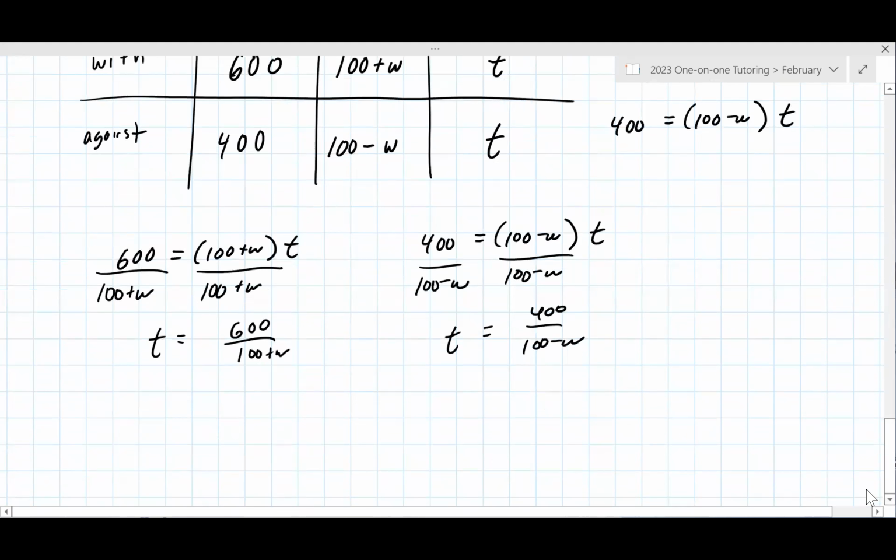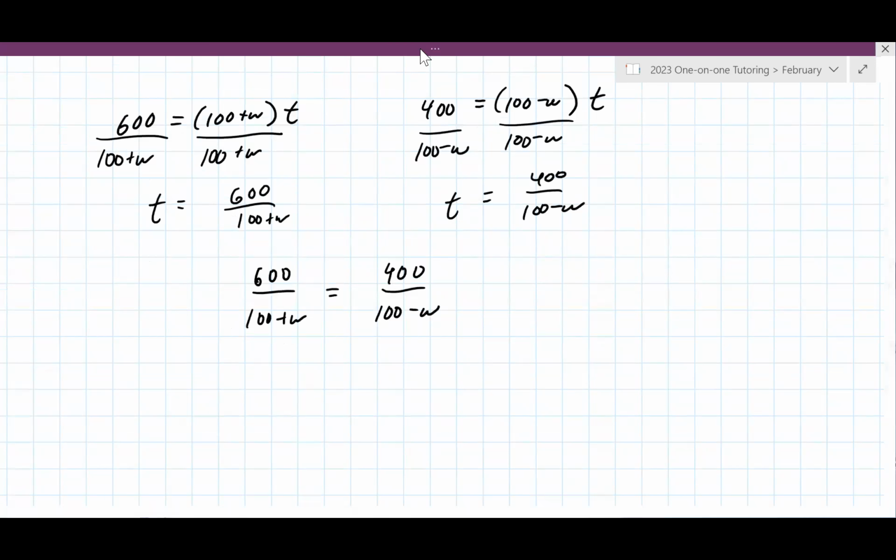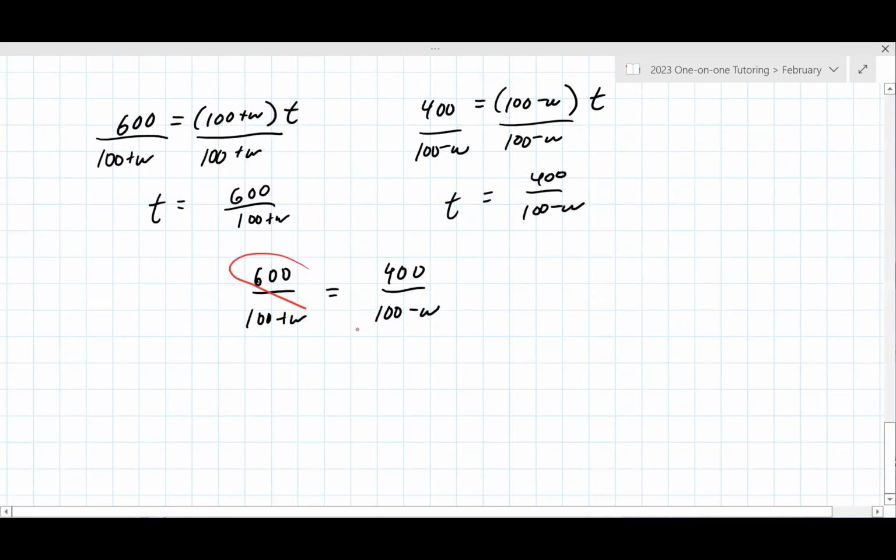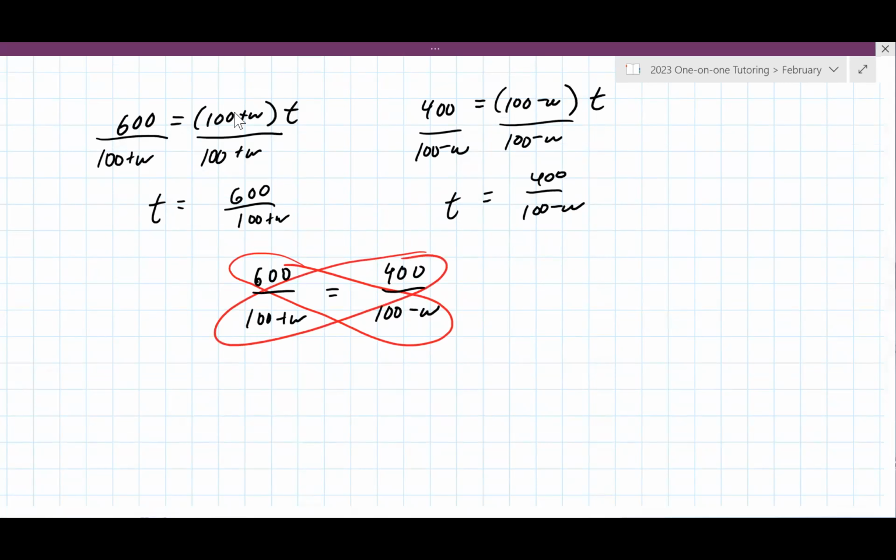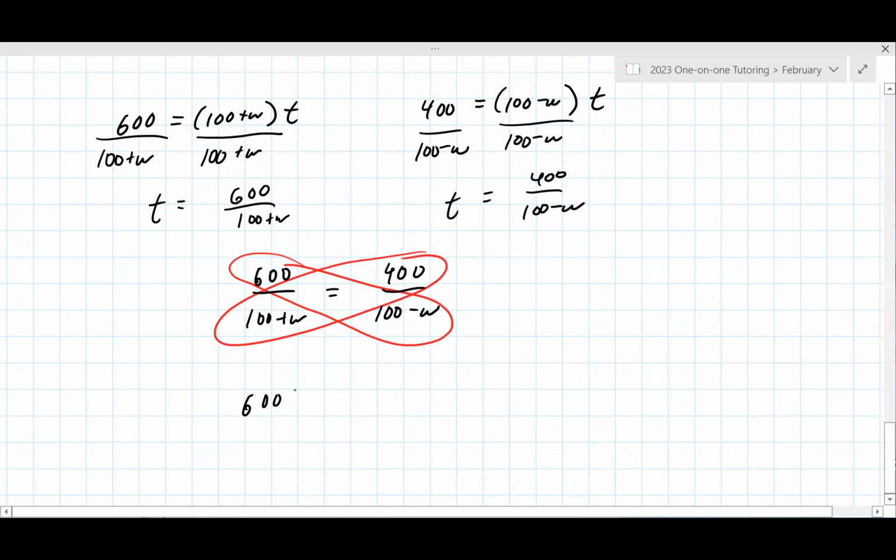And so now you set them equal. Same time, set them equal. 600 over 100 plus W equals 400 over 100 minus W. And this is where you cross multiply. And then we'll distribute that. So 600 times 100 minus W, 400 times 100 plus W.